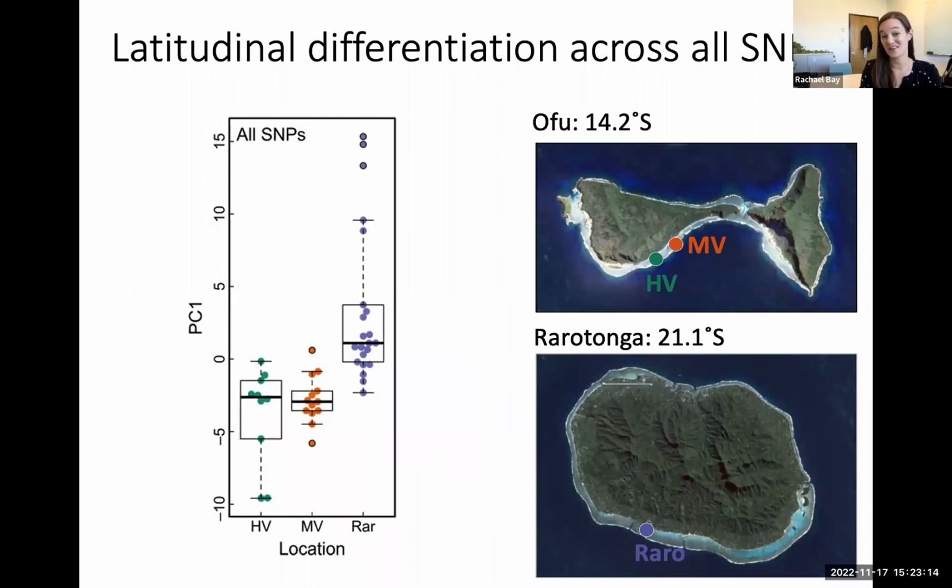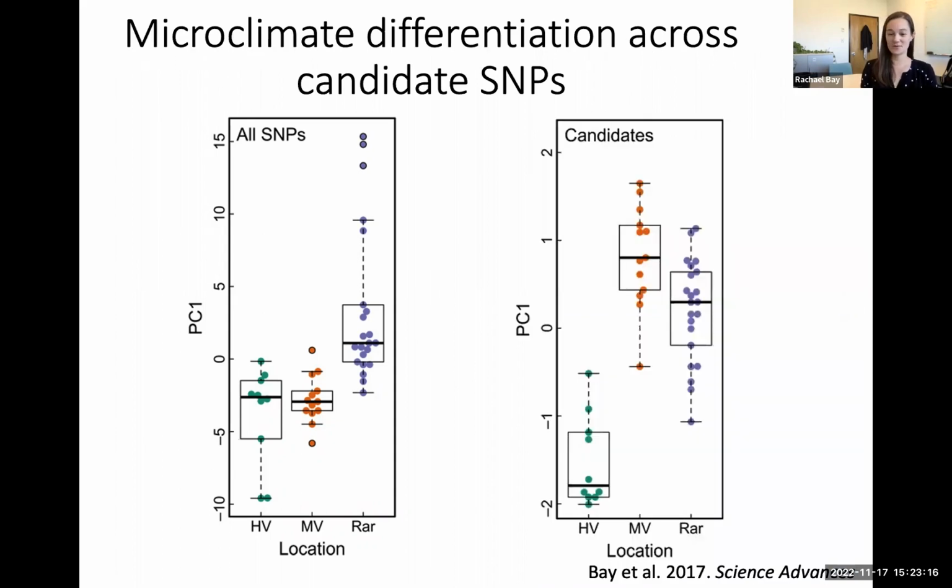However, when we look at just our candidate SNPs, what we see is that the highly variable pool looks different than the moderately variable pool and Rarotonga together. So this gives us a little bit more confidence that those SNPs are doing something special in the highly variable pool.